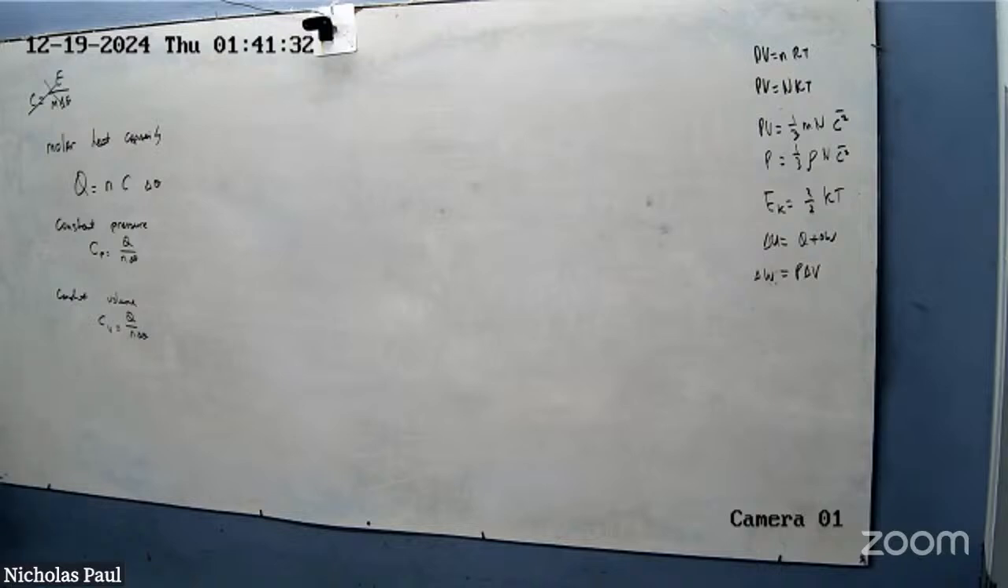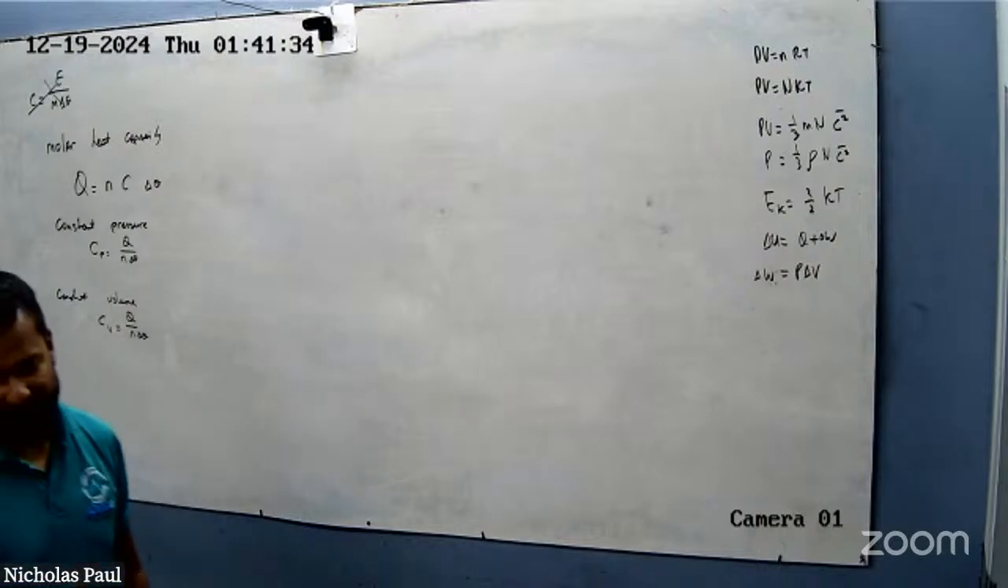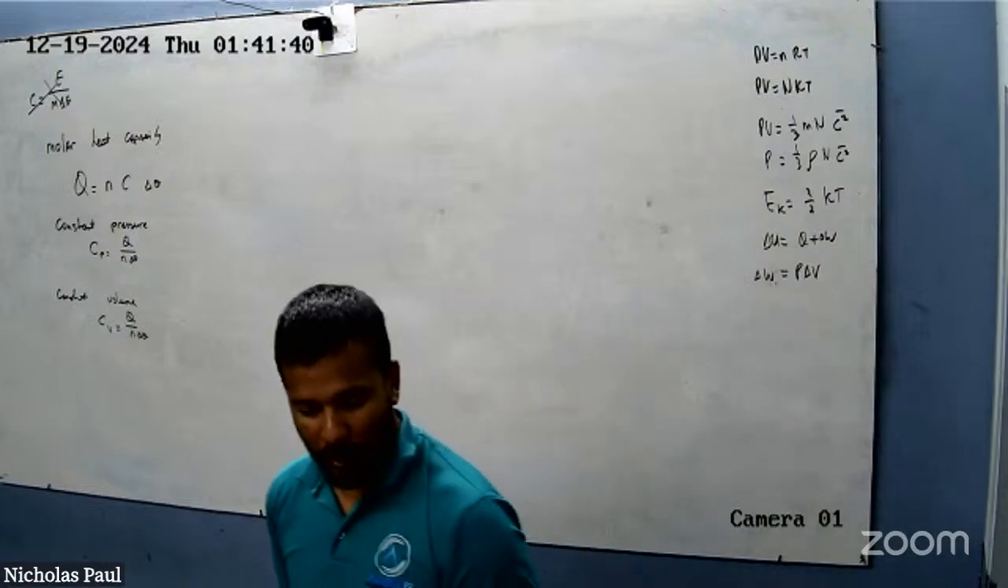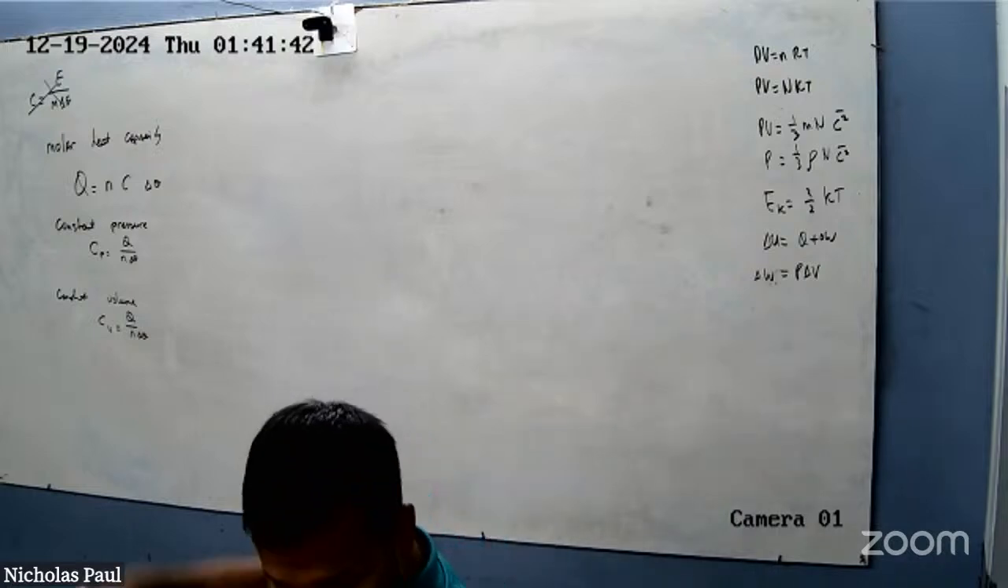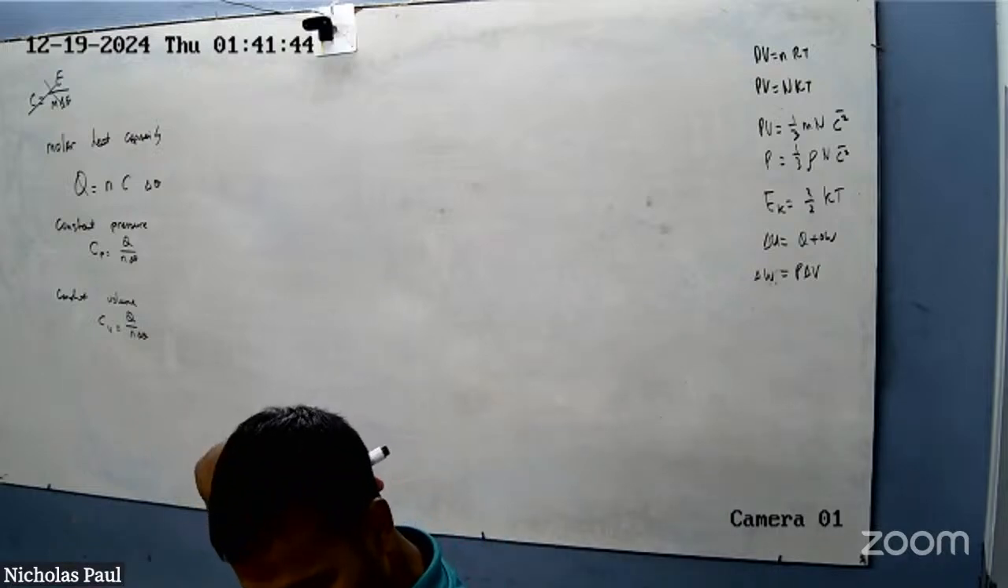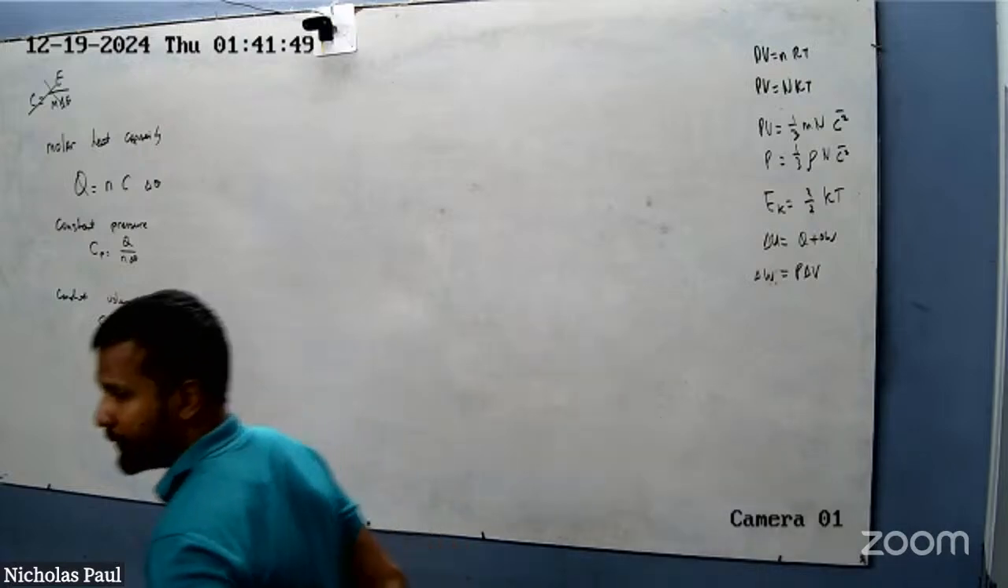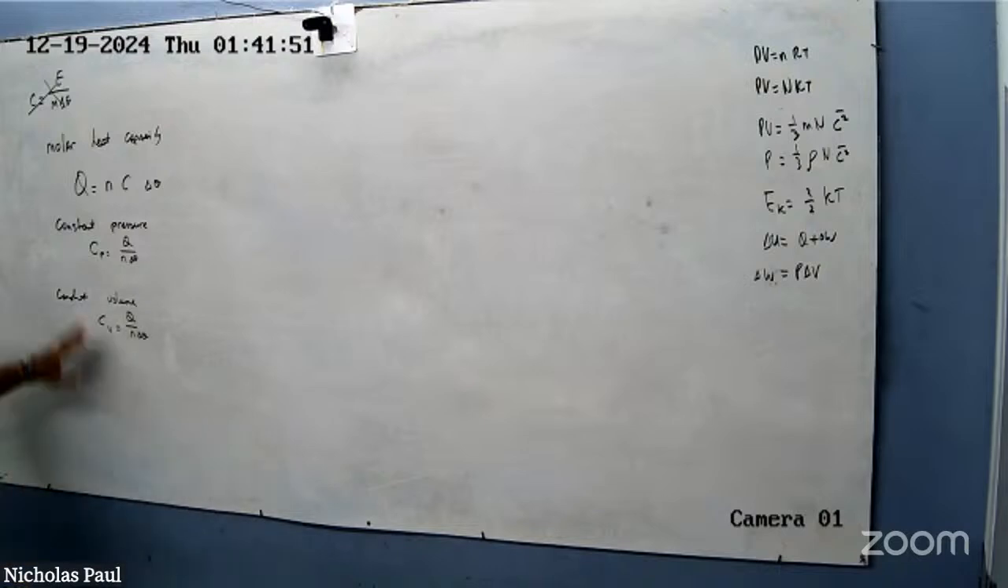It's a capital C, it's molar heat capacity. All right. So there is a nice relationship between the two of them that we're going to work out now. Ready?